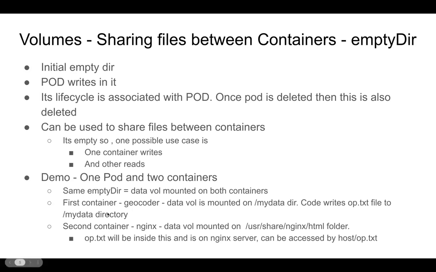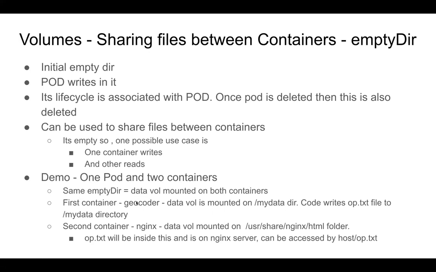I will go to that example, but let's see what I am doing in that example, and then I will run that example here. What we'll do in this example is we'll have one pod which will have two containers, and both containers will have access to the same emptyDir. So it's the data volume mounted on both containers.